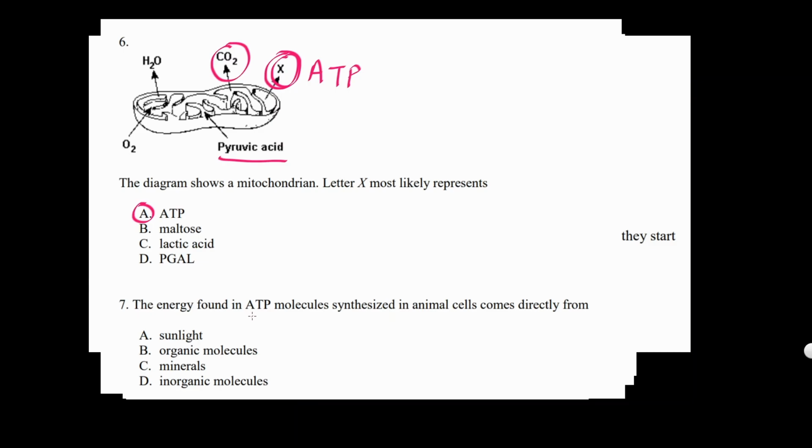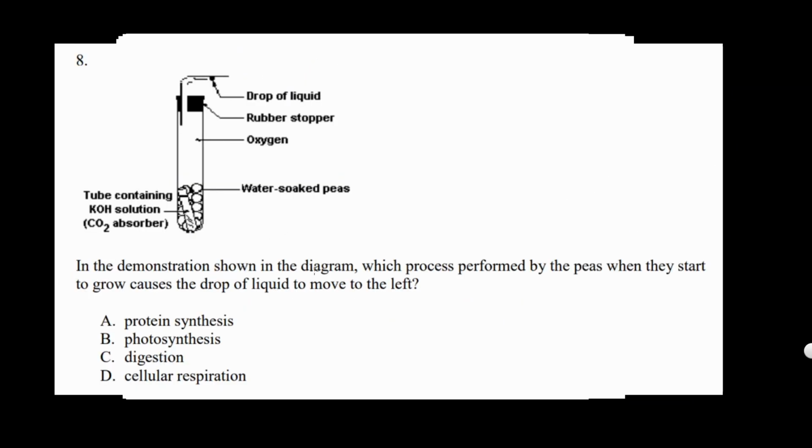Number seven. The energy found in ATP molecules comes from where? Well, it comes from glucose. But I don't see glucose there, right there, organic molecule. Glucose is an organic molecule. Number eight, in the demonstration shown in the diagram, which process performed by the peas when they start to grow causes the drop of liquid? There's a drop of liquid. It's kind of hard to see, I know. Drop of liquid here to move to the left.